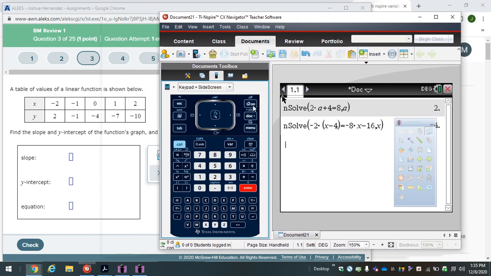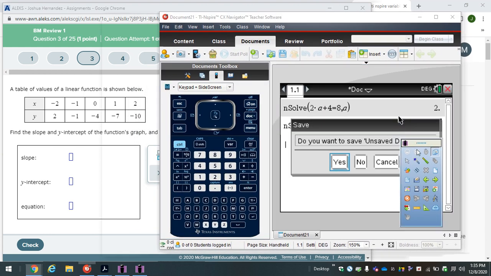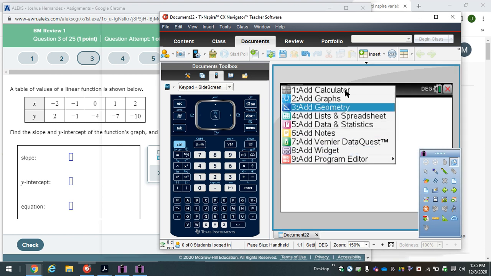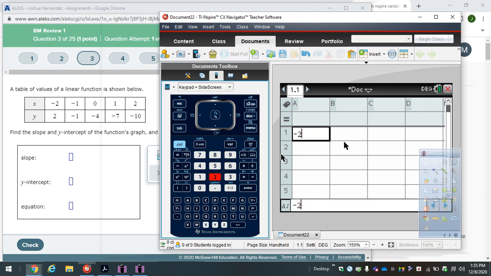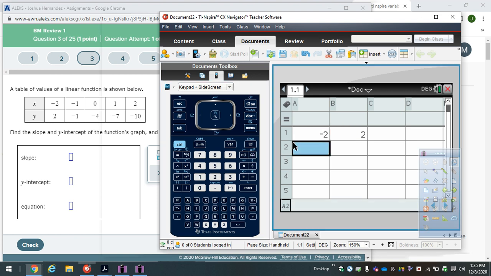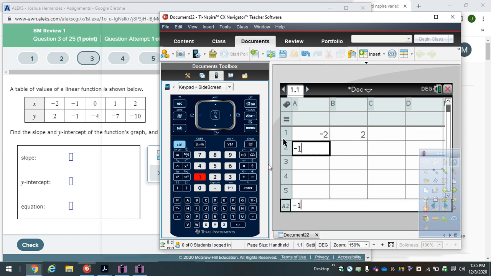Okay, for the benchmark STAR test, you will be using the calculator. The reason I would say to do it like this is I think it's real fast. So I'm going to get the first 2 points. Negative 2 goes to 2. Negative 2 with 2. And this part right here, negative 1 with negative 1.